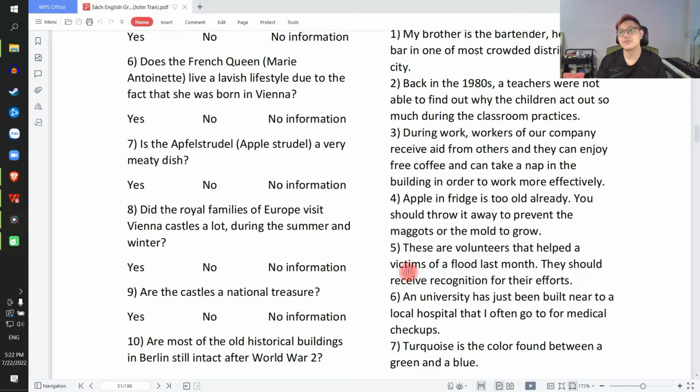Mình muốn nói cụ thể là nạn nhân nào, đó là nạn nhân của cái vụ mà lụt lội. Mà vụ lụt lội nào? Đó chính là vụ lụt lội tháng rồi. Cụ thể là cái nào? You want to specify everything. So helped the victim of the flood last month, the volunteers.